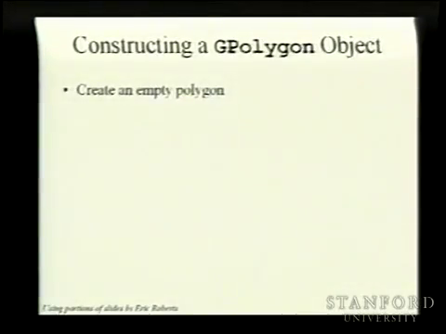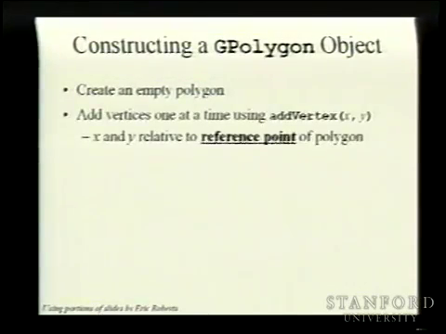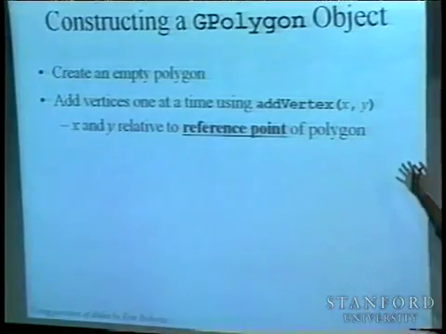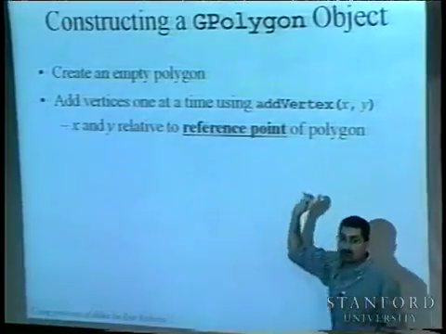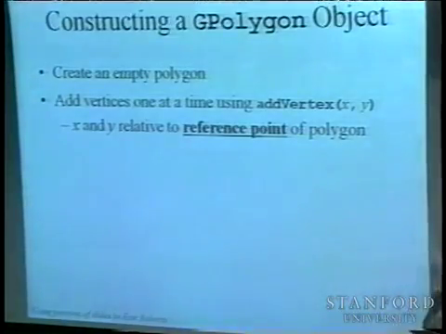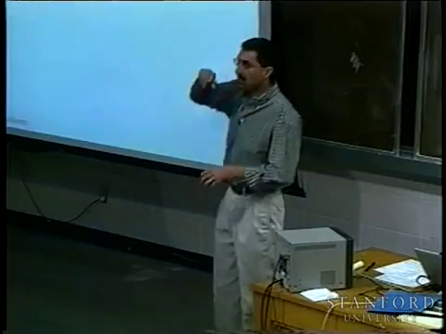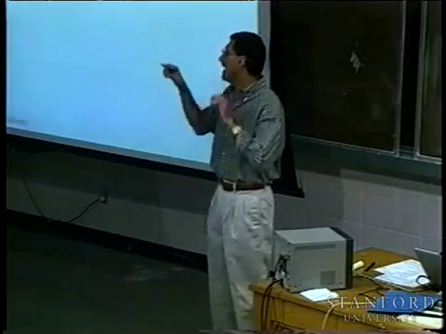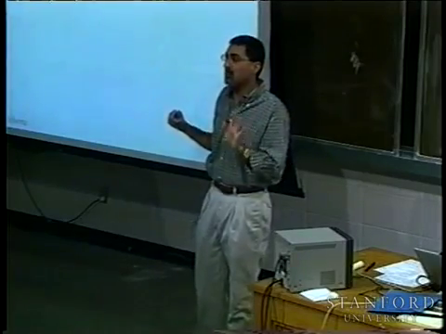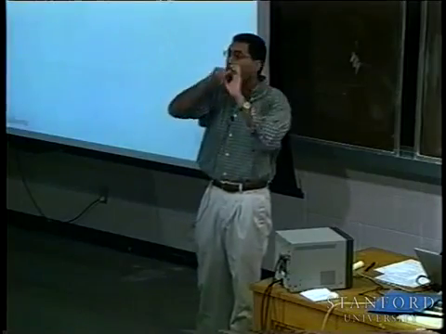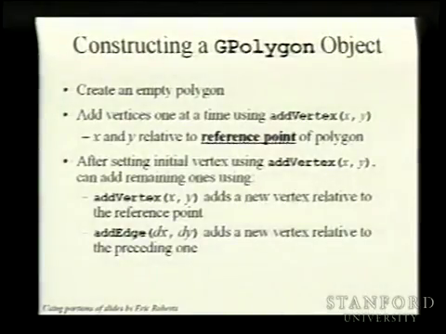Okay? So the first thing you do is you create an empty polygon object. And then you're going to specify the vertices of that polygon one at a time using a method called addVertex. And addVertex is going to take an x and y coordinate. These x and y coordinates are relative to your reference point. So if you think of your reference point as being the center of the object and you say, oh, my x, y is 1, 1, that's 1 pixel over and 1 pixel down from wherever you think of your reference point as being. You never actually specify the reference point to the GPolygon. The reference point's just in your mind. All of the vertices are just relative to whatever reference point you happen to pick. And I'll show you an example of this to make it concrete in just a second.